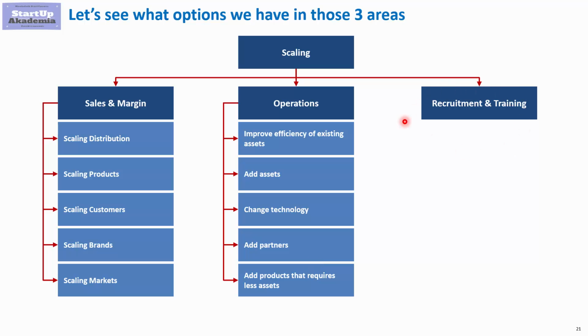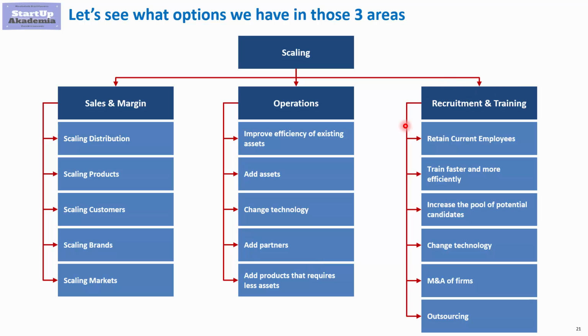Now, when it comes to recruitment and training, we have the following options. So the first one is pretty obvious. You want to retain current employees so you don't have to recruit new ones and train them. Then you have to also work on training faster and more efficiently. In many cases, you may have a problem with potential candidates. So where you are located, the number of candidates will not be sufficient.